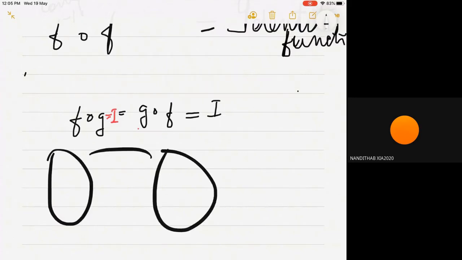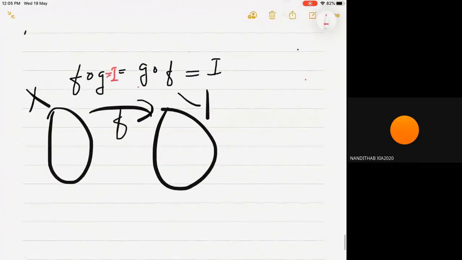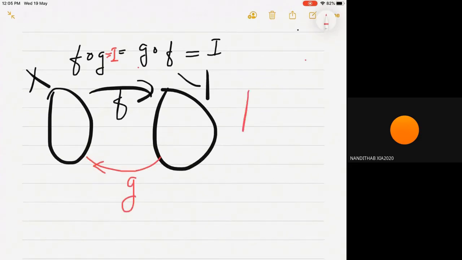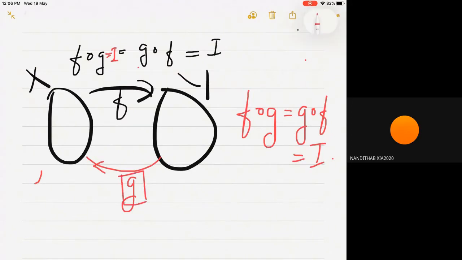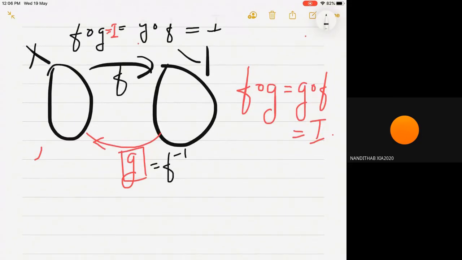If f is from X to Y, then g is to be from Y to X, such that f∘g is equal to g∘f equal to the identity function. Then we call this g the inverse of f, which is denoted by f inverse. You don't read it as f raised to minus 1. It is only a notation or a symbol for the inverse of f.